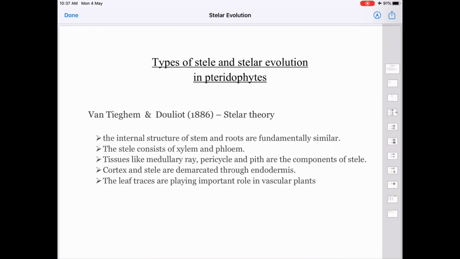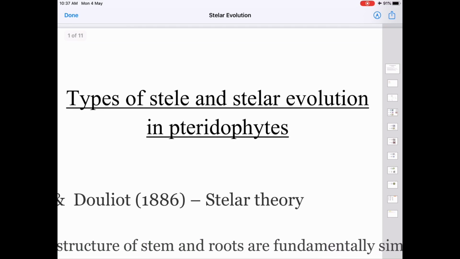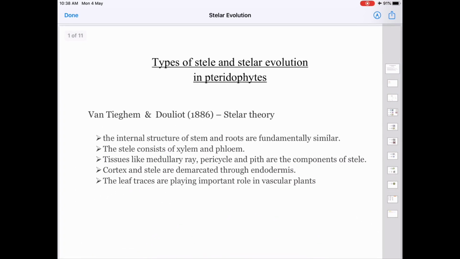Hi everyone. Today I am talking about types of stele and stellar evolution in pteridophytes. Stele is the central cylinder or core of vascular tissue in higher plants and pteridophytes. The central cylinder or core of vascular tissue consisting of xylem, phloem, pericycle and sometimes medullary ray and pith is technically called a stele.